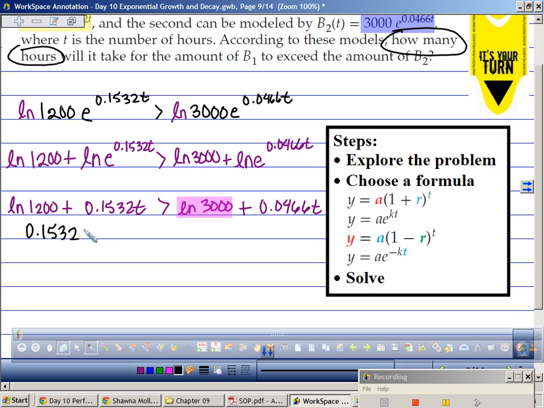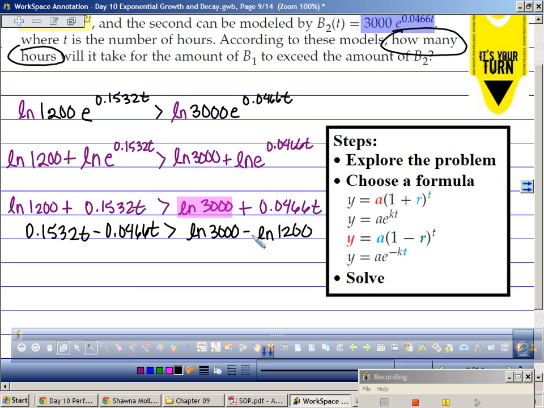Okay. 0.1532t minus, everybody okay with that? 0.0466t. And what would go on this side? ln 3000 minus ln 1200. Can I subtract that? There's lots of different ways to look at this. You could put it in a calculator this way. How else could I change it?